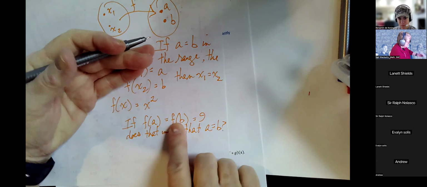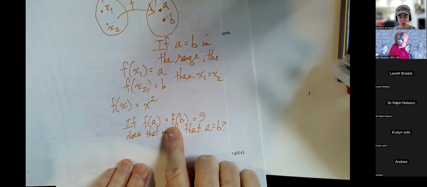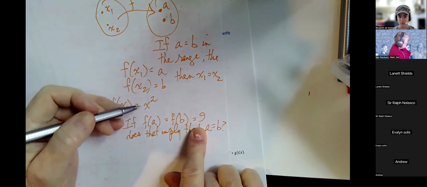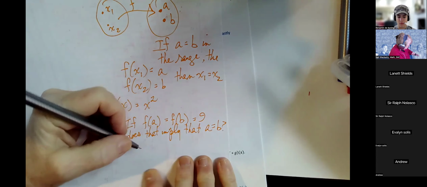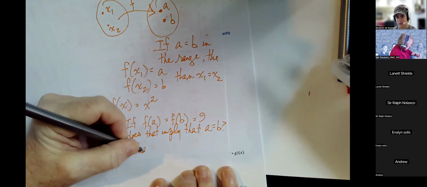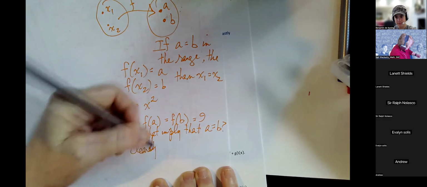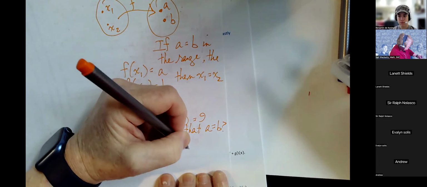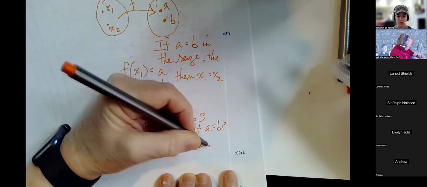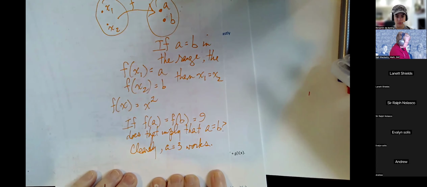So let's see. What is one obvious way to get to 9 if we're using x squared? 3. Yeah, 3. A equals 3 works. Is there any other number we can square and get to 9?